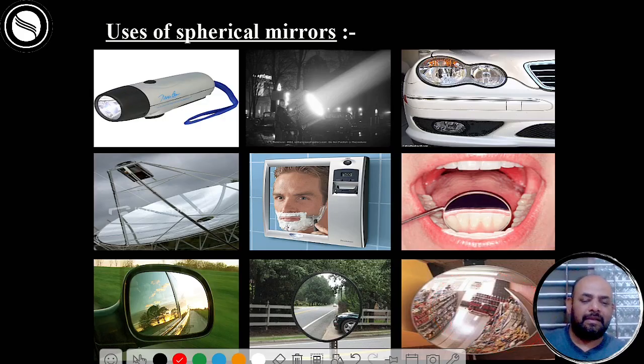So for the convex mirror, what is the advantage? It will cover a larger area and the image is always erect. So these are the 2 points we have to consider. That is why we use a convex mirror in this situation. So these are some uses of a spherical mirror.